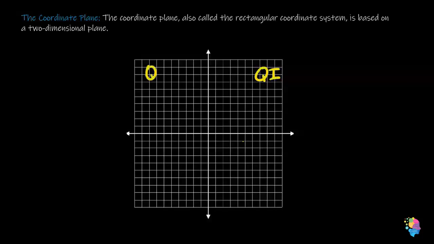Quadrant 2, Quadrant 3, and Quadrant 4. The horizontal line is called the x-axis, and the vertical line, this one right here, is called the y-axis.